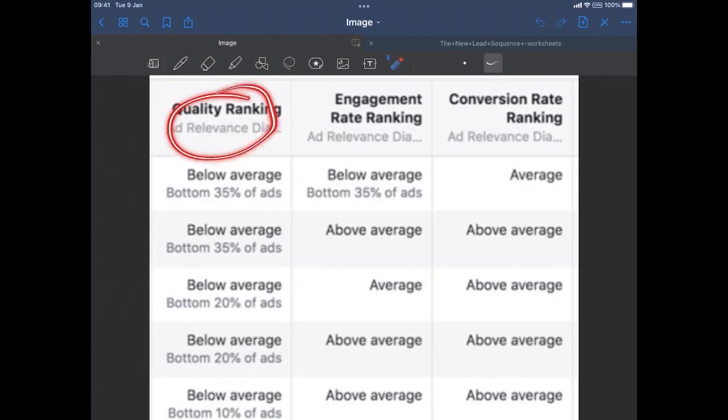So if I'm looking at this example here for quality ranking and this one where it's below 10% of ads, what that's telling me is that compared with other ads that are running to that same audience, my ads are ranked in the bottom 10% in terms of the quality. And I'll come on to that in a little bit more detail. So I may think, oh, do you know what? I might want to look at seeing if I can improve that.